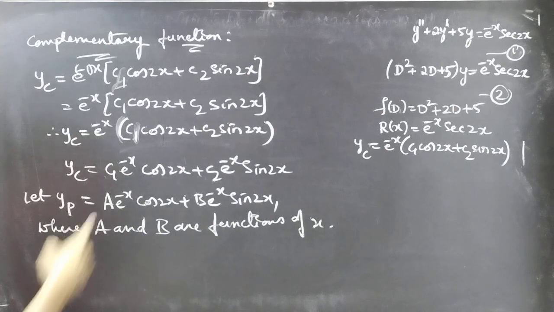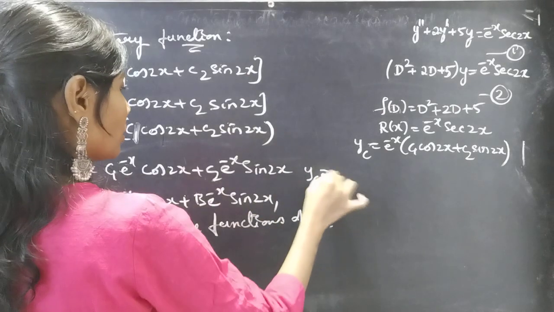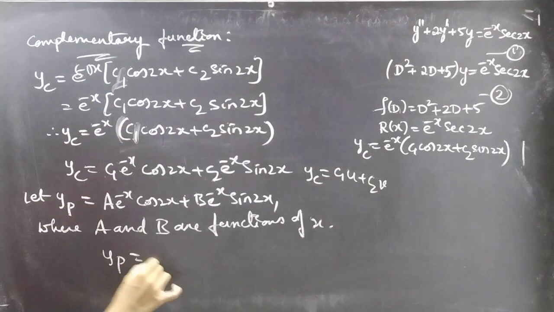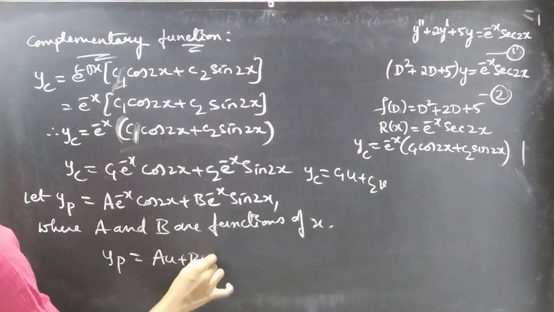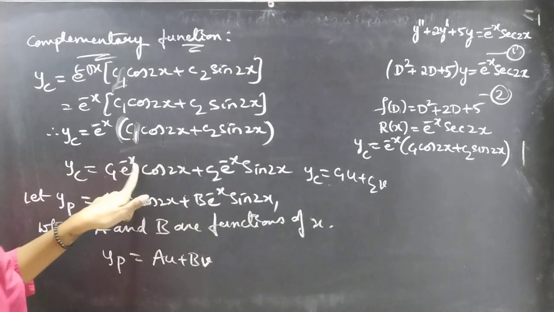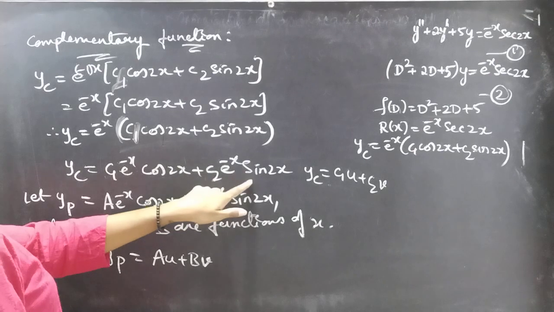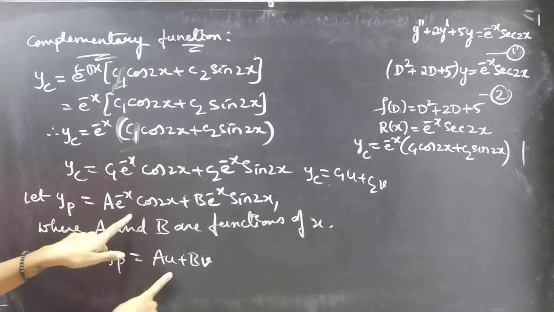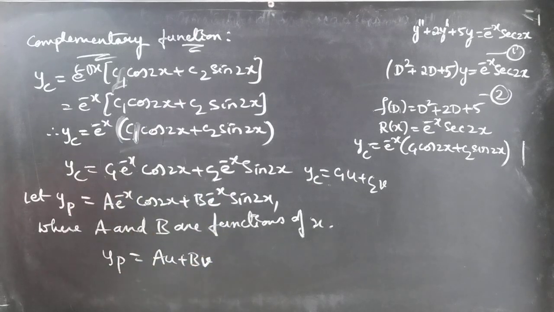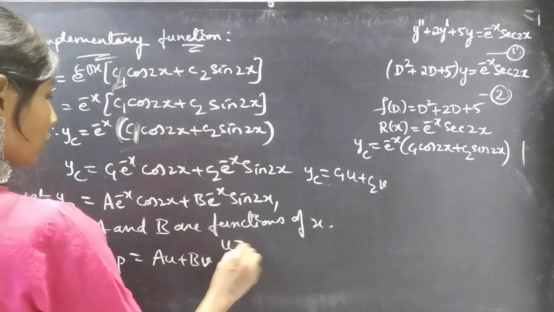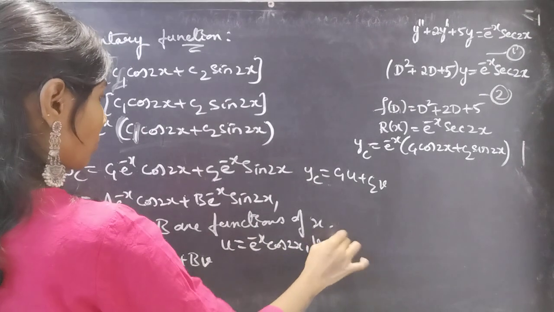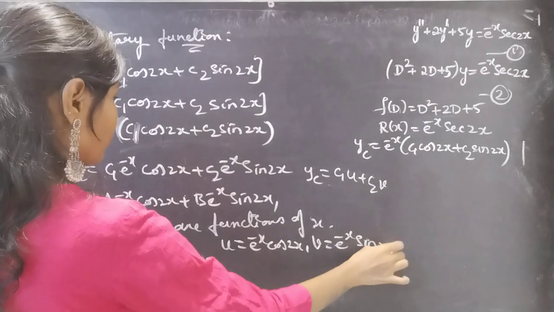Right? We can compare yc with c1u plus c2v, or yp with au plus bv, to find u and v. Okay? If we compare these two, you'll get u equal to e power minus x cos 2x and v equal to e power minus x sin 2x. Or if you compare these two, you'll get the same thing: u equal to e power minus x cos 2x and v equal to e power minus x sin 2x.